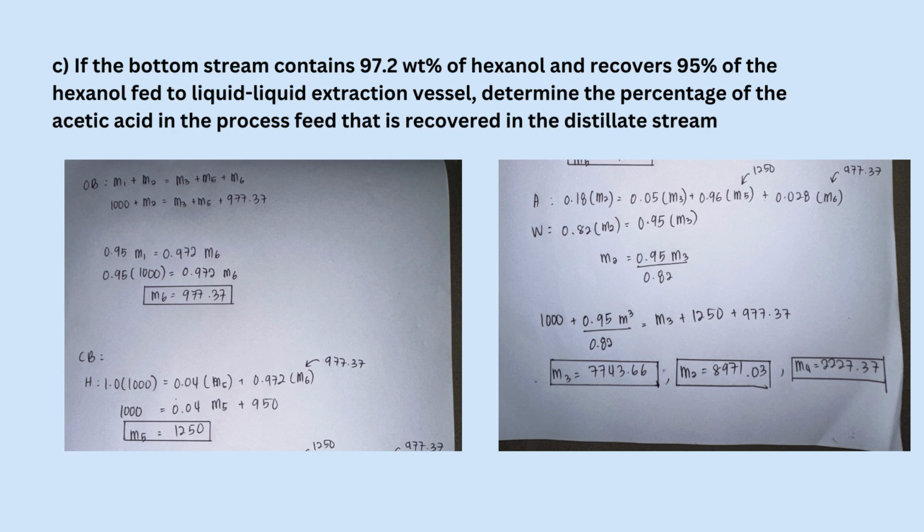We get the value from 1000 plus 0.95 times M3 over 0.82 equal to M3 plus 1250 plus 977.37. If the bottom stream contains 97.2% of hexanol and recovers 95% of the hexanol fed to the liquid extraction vessel, determine the percentage of the acetic acid in the process feed that is recovered in the distilled stream.